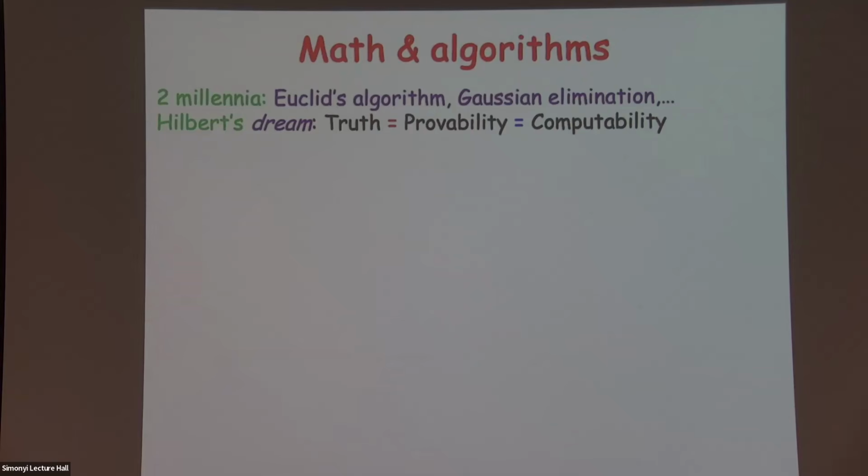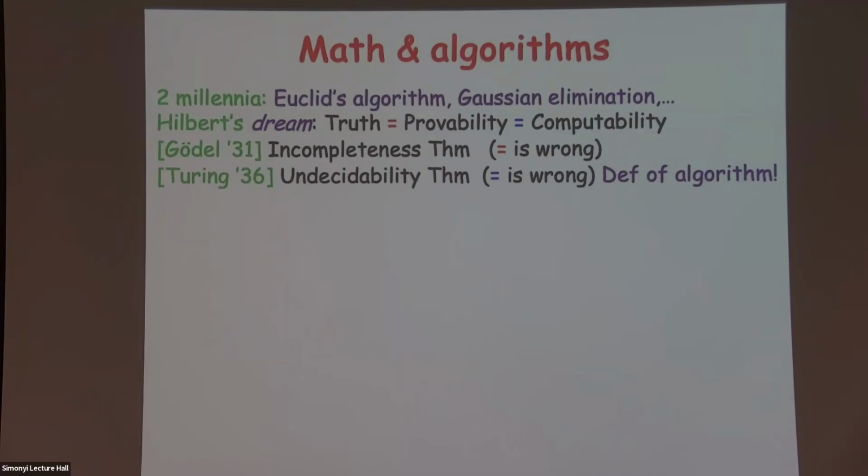Now, jumping ahead, Hilbert, a century ago, had a dream, and I think the story is very familiar. He believed that truth in mathematics is the same as provability. Anything that's true, you can prove. And moreover, he believed that if there is a proof, there is a mechanical procedure that will discover it. That was his dream. Of course, we know it was shattered first by Gödel, who refuted the first equality, and then by Turing, who refuted the second.